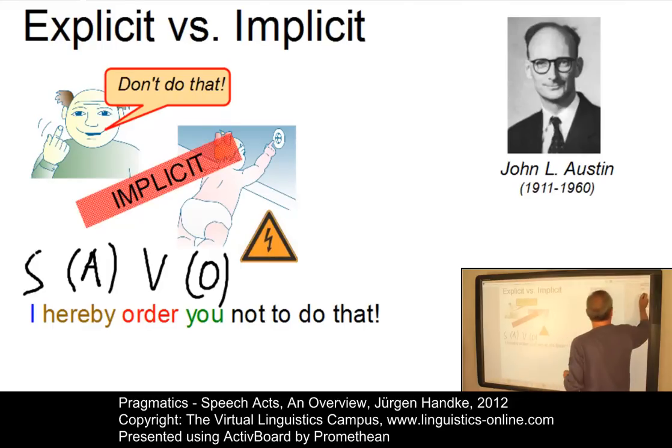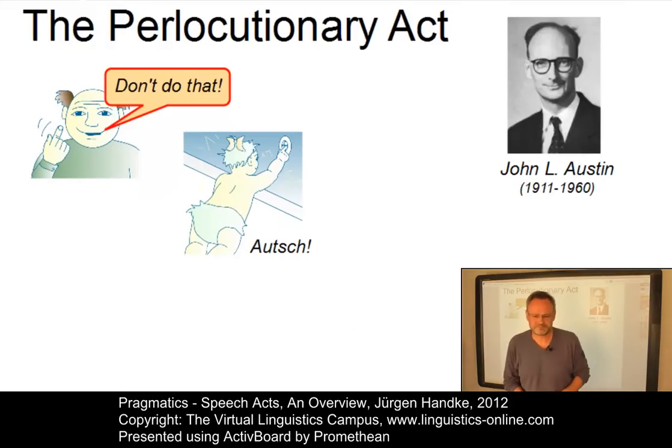Let's finally look at the perlocutionary act. The perlocutionary act denotes the effects on the listener by means of performing the illocutionary act. The effects are special to the situation and may or may not be what the speaker intended. "Don't do that." Well, what is the intention? Well, either the speaker succeeds in preventing the listener from touching the dangerous object or not.